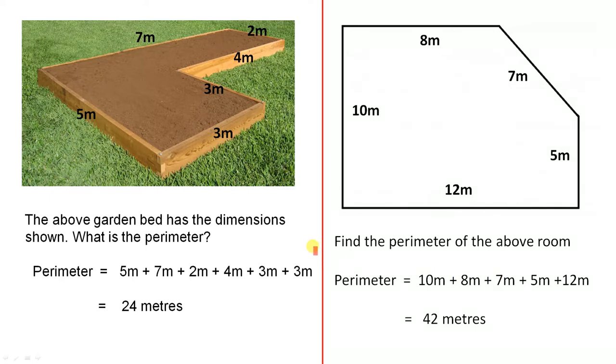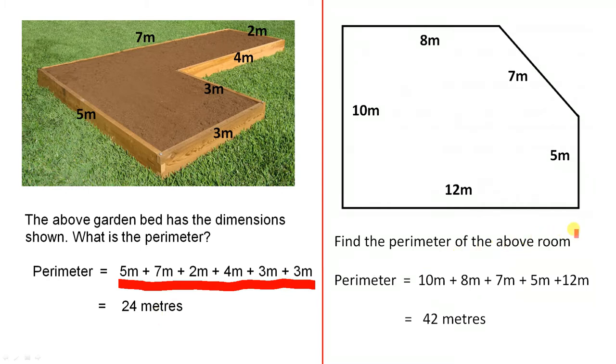The above garden bed has the dimensions shown. What is the perimeter? So you can see above that you have 6 different dimensions because it's a little bit of an odd shape. So again, the rule applies. You just add all the sides together. So if we start from the 5 here and just go all the way around, and we add one measurement at a time, and this is what we get. So when you add all those measurements up, you get 24 metres for the perimeter.